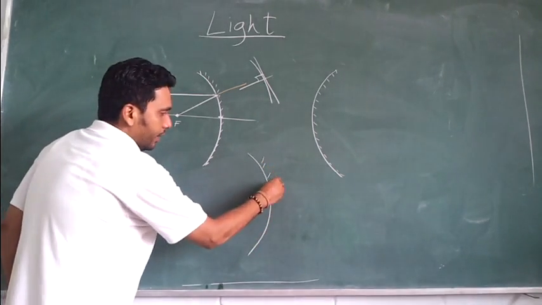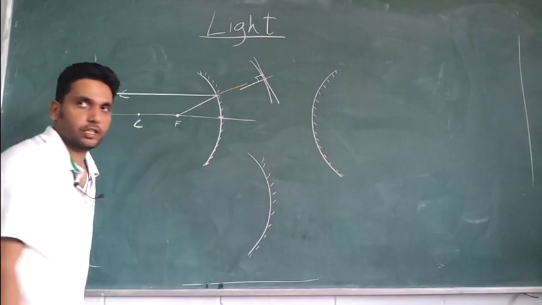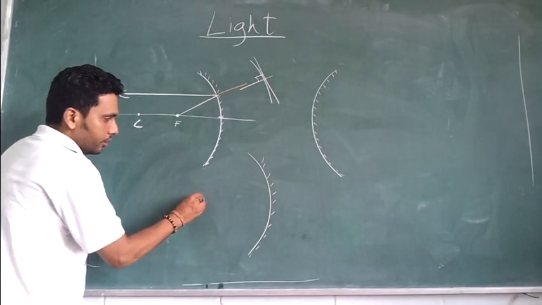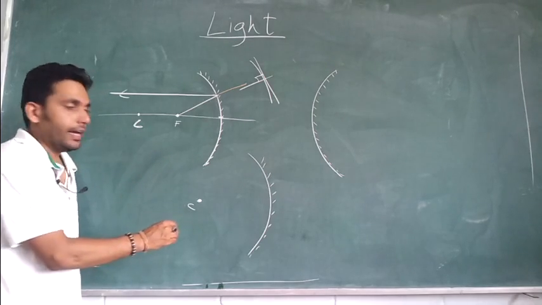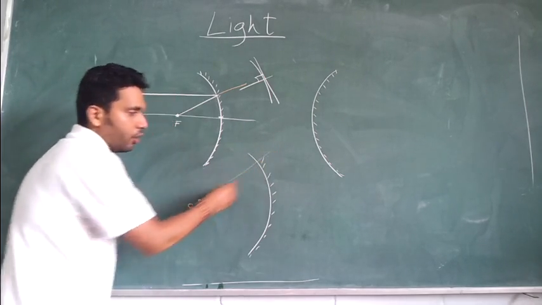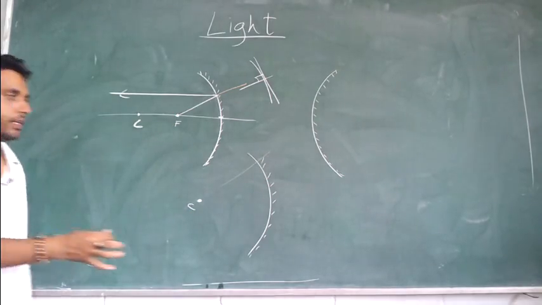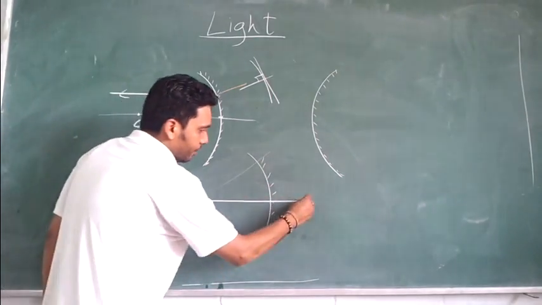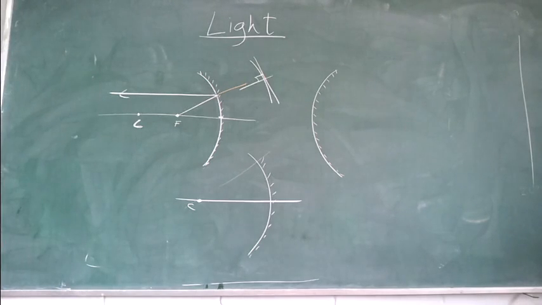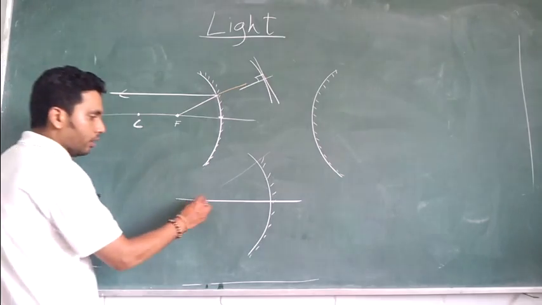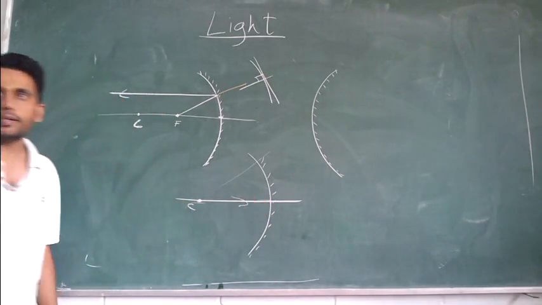Let me make clear what is principal axis. There is a spherical mirror. There is a center of curvature. Any line through the center of curvature may be called the principal axis, but most of the time you will make it flat like this. This is the principal axis. Get the point? A ray going on this line will come back on the same line.